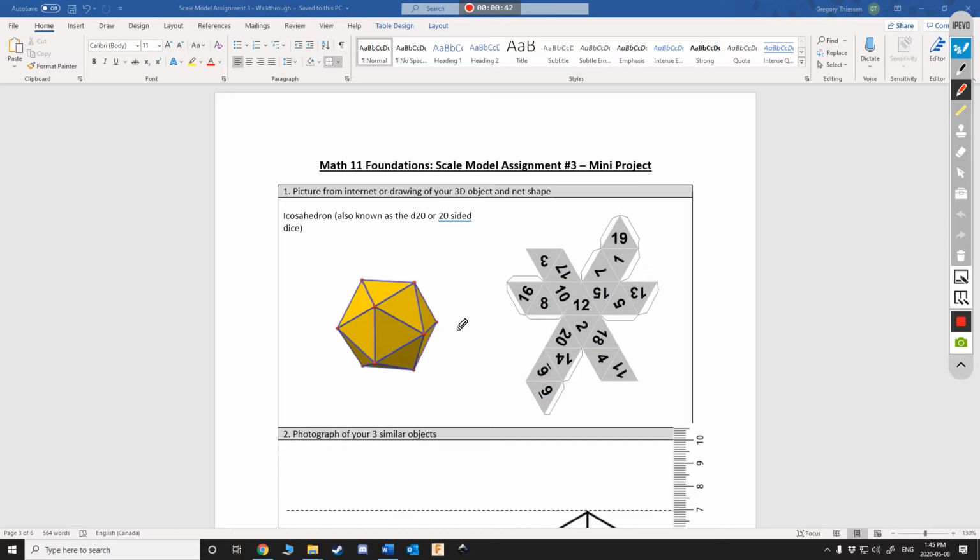So here we go. As you can see in my first page, it says a picture from the internet or drawing of your 3D object. So I just found a picture on the internet. This is a 20-sided object. And I also included the net. For example, if we were to print this out and cut it out, and then get some glue or tape, we would form this 3D object.